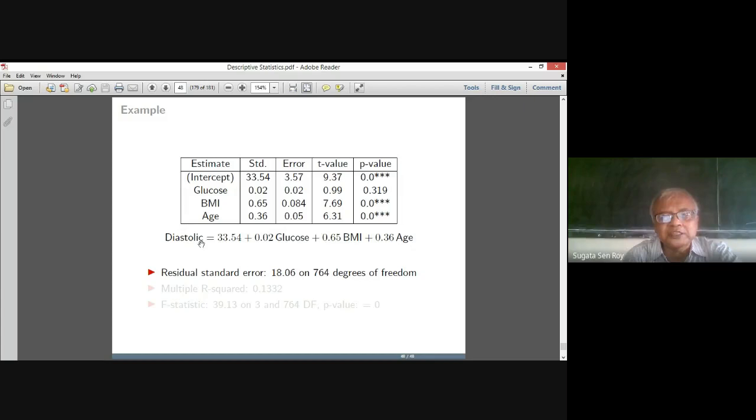So diastolic pressure primarily depends on BMI and age, but in this regression the multiple R square is not very high, which means that although diastolic pressure depends on BMI and age, there are a lot of other factors which we have not included in the model, which would give us a good explanation for diastolic pressure. Okay, so it takes a lot of time to do this, but this is what you do in regression, and this is what statistics is about.